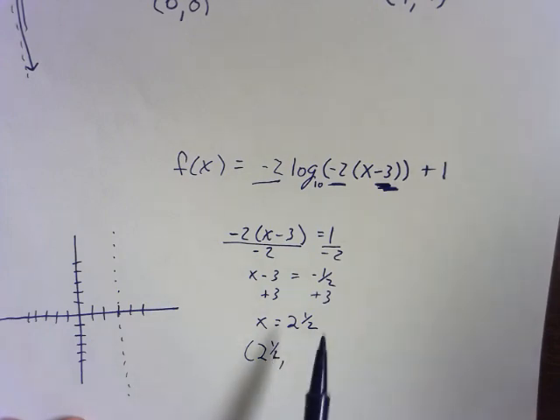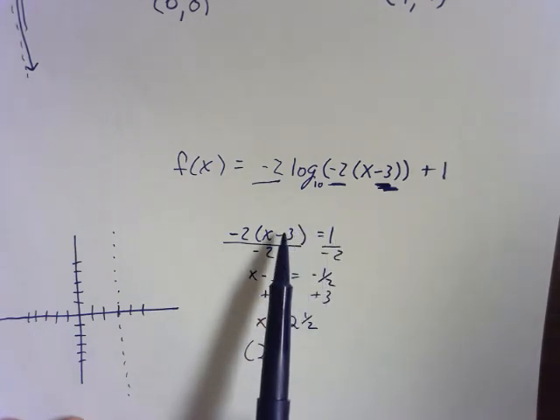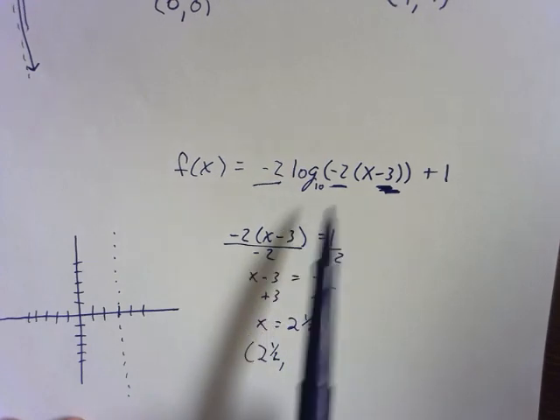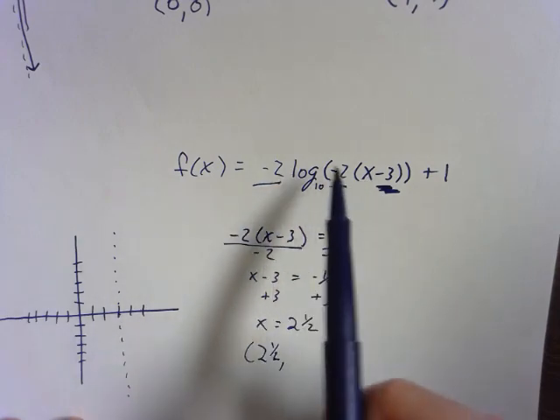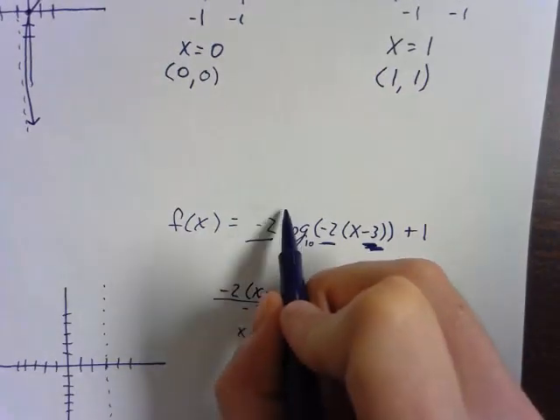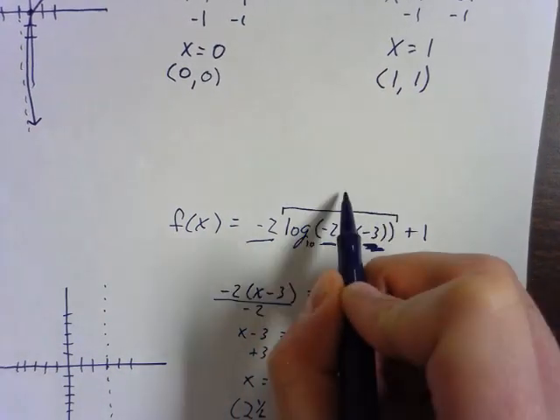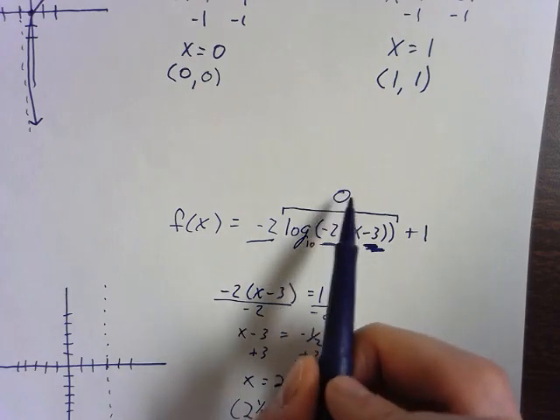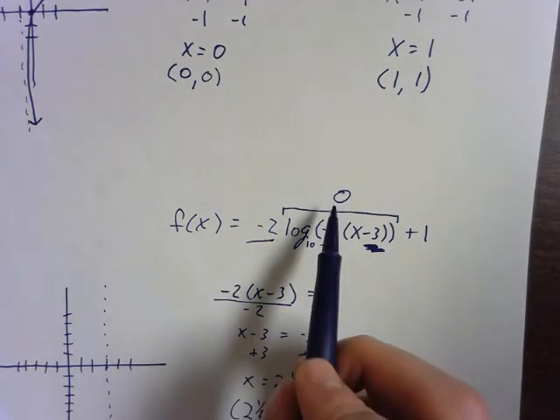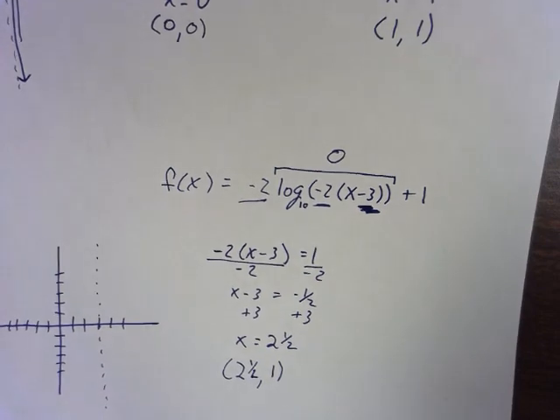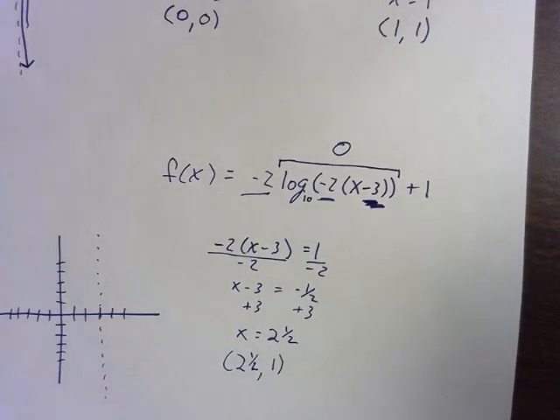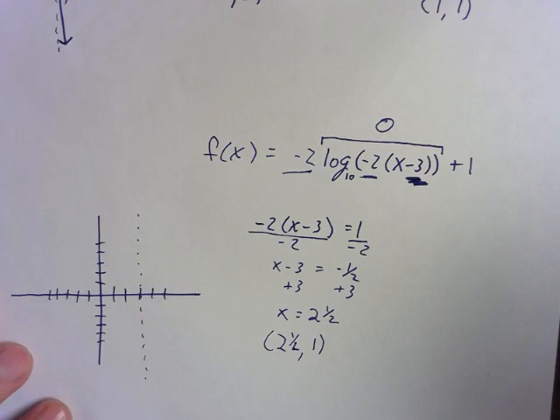And when what's inside my logarithm equals 1, that means I raised my 10 to the 0 power, which means my logarithm equals 0. And since all of this is now equal to 0, 0 times -2 is 0, and 0 plus 1 is 1. So I have my y-coordinate at 1. And I can go ahead and graph that.